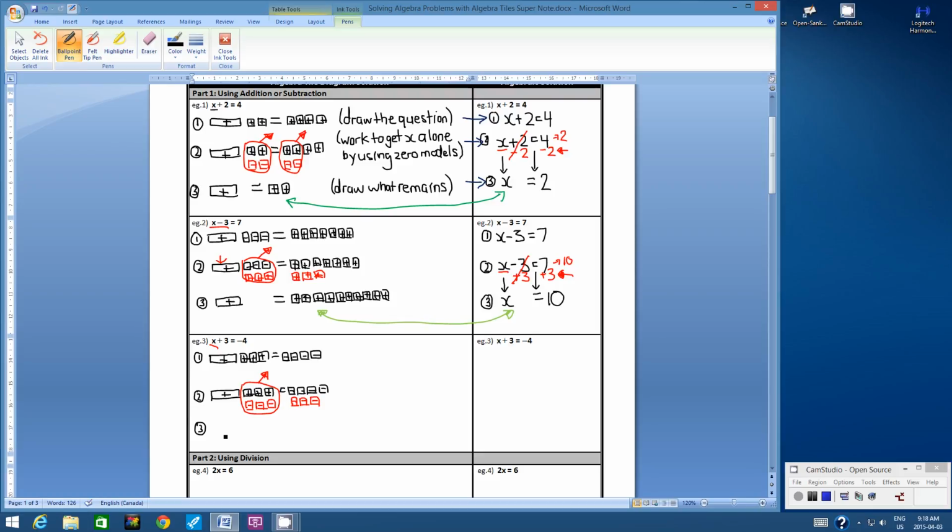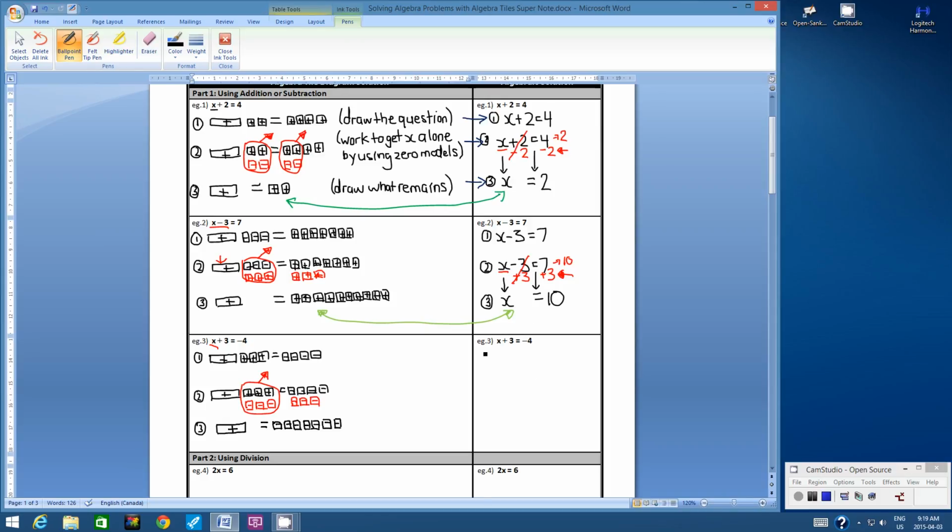Okay, so your solution line, we're left with x on the left-hand side, which is what we want because this is a zero model. It's been taken away. And then on the right-hand side, what are we left with? We're left with 7 negative tiles. 1, 2, 3, 4, 5, 6, 7. Okay? All right, so our answer should be x equals negative 7.